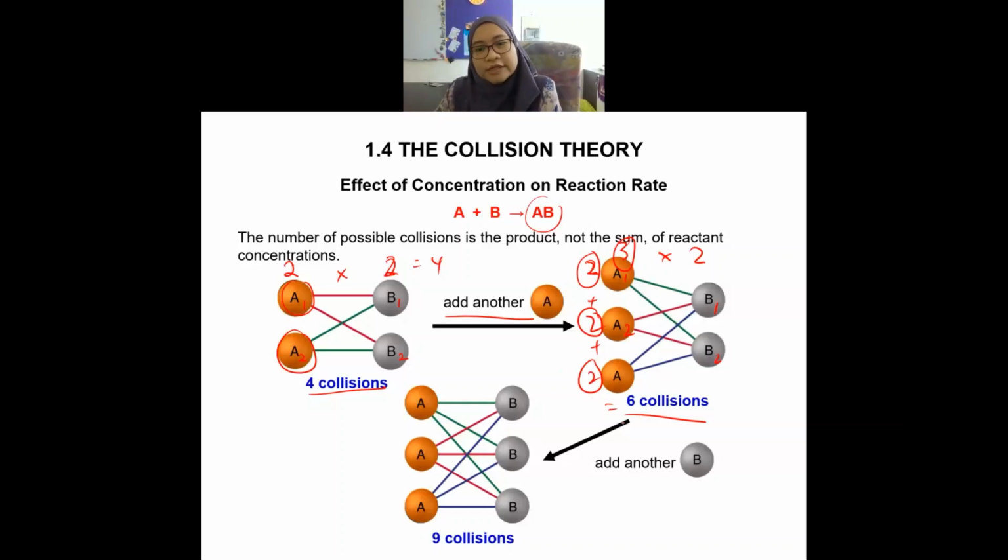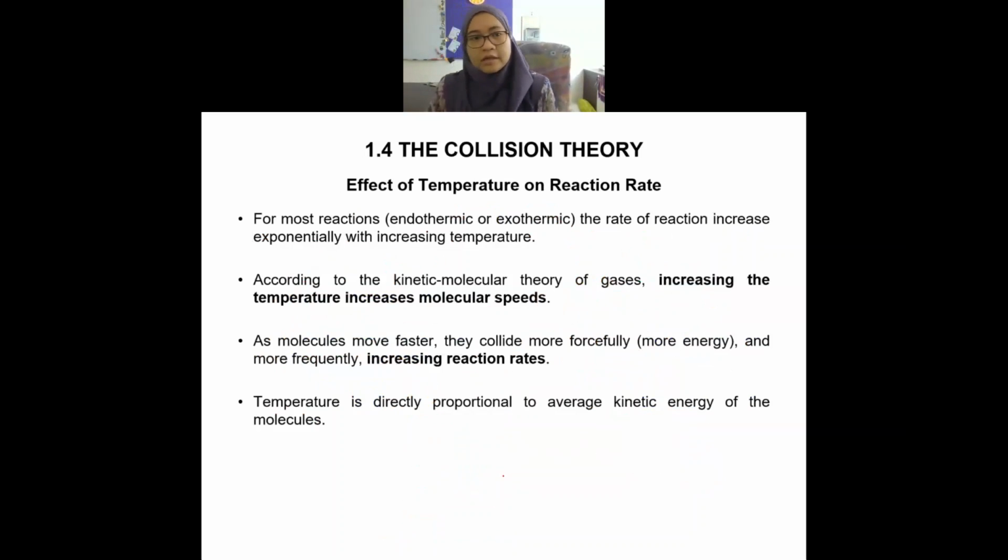Okay, alright. So if we add another B, what happened to the number of collisions? Of course, it will increase the number of collisions. So we can predict the number of collisions as 9, because we have 3 times 3 is equal to 9. Okay, so that is for concentration, the effect of concentration on reaction rate.